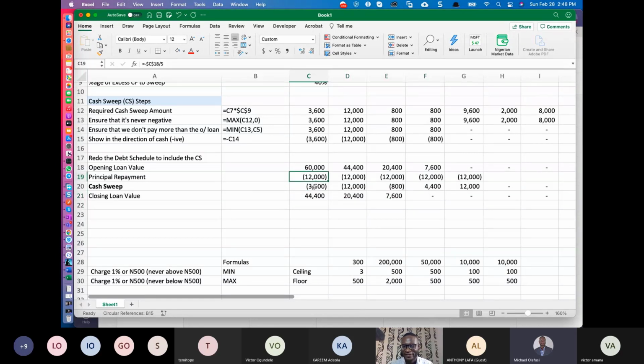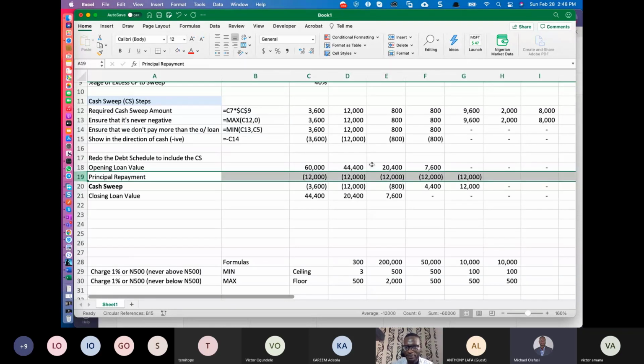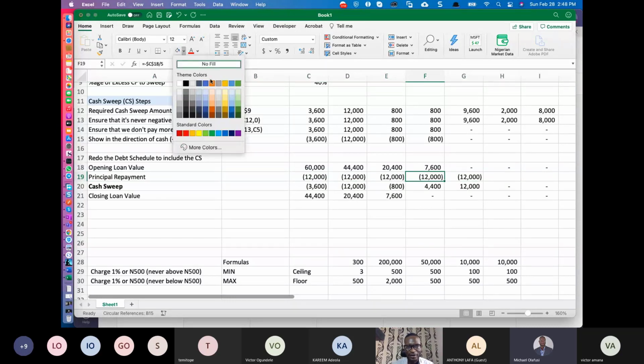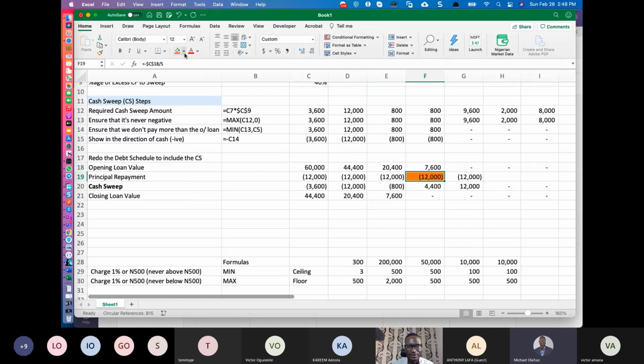So let's break it down. Am I going to set a ceiling or a floor? I don't want to pay more than, for my principal repayment, I must not pay. You can see there's a problem here. Let me highlight the problem for us. So if I highlight this, you'll see there's a problem.